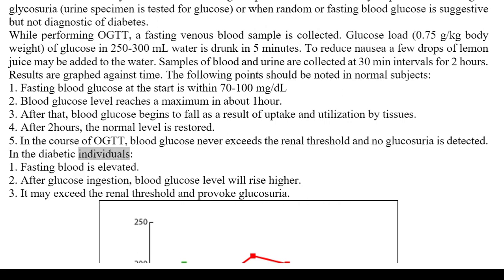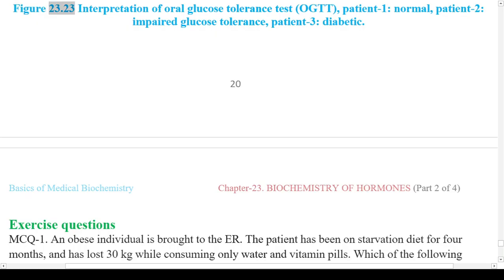In diabetic individuals: 1. Fasting blood glucose is elevated. 2. After glucose ingestion, blood glucose level will rise higher. 3. It may exceed the renal threshold and provoke glucosuria. Figure 23.23: Interpretation of oral glucose tolerance test, OGTT. Patient 1, normal; Patient 2, impaired glucose tolerance; Patient 3, diabetic.